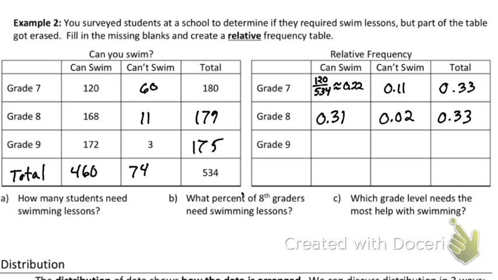So then we do 0.32, 0.01, which came out to 0.33. What does 0.33 plus 0.33 plus 0.33 equal? 0.99. So we actually wanted this to be 1. So what I did is I actually went back and I did 179 divided by 534 and found out that was actually 0.34. So you can either leave it as 0.33 or change it to 0.34 to match so we can have 1 in that column.